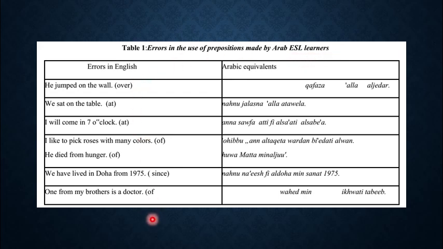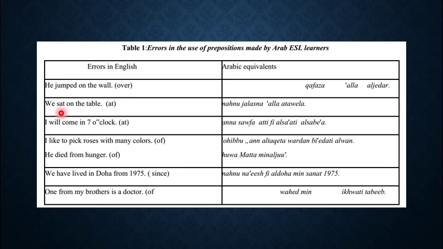He jumped on the wall. It should be he jumped over the wall. Again, literal translation. This is related to substitution. It's neither insertion nor deletion. It is substitution, right? Again literal translation, لقد قفز على الحائط. So on the wall should be over the wall, not on the wall.